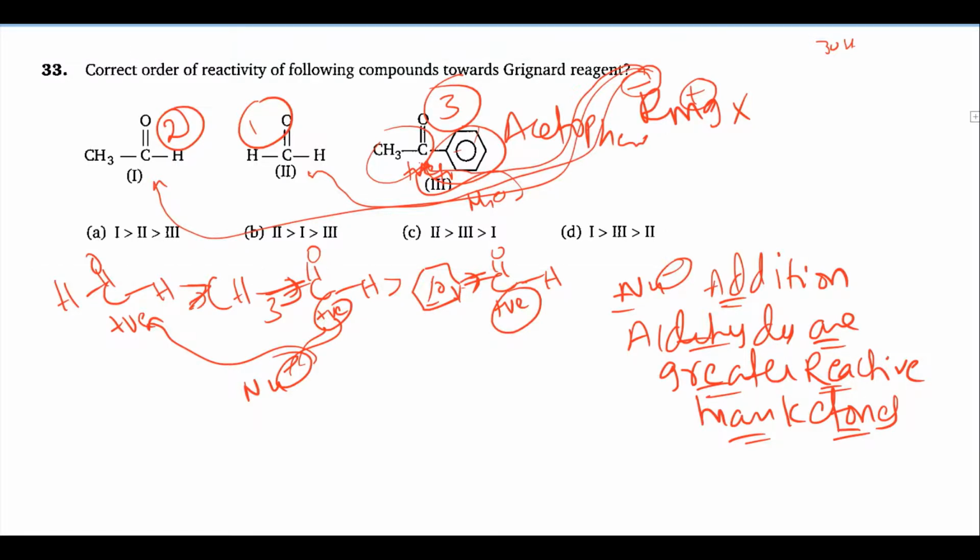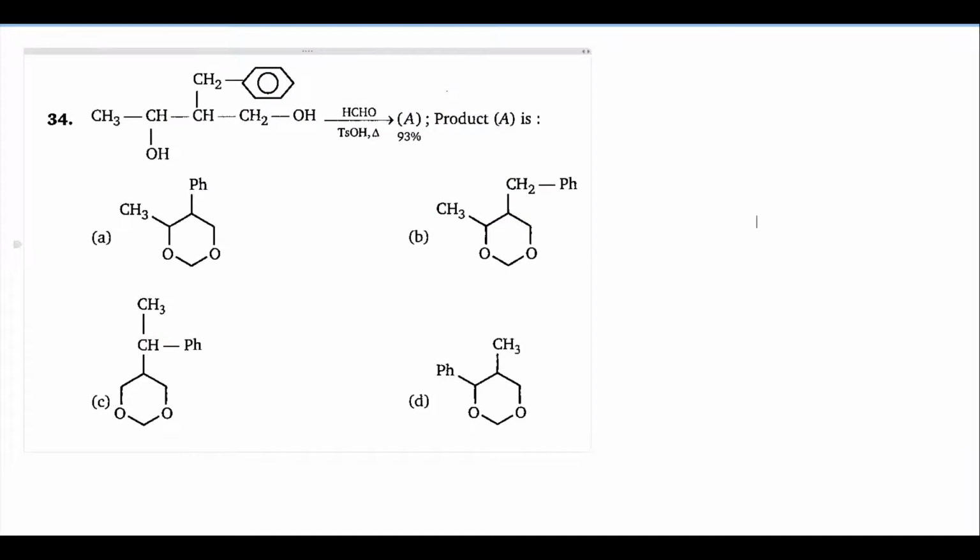So now, question number 34. This is a very simple question. This is also like addition. I will write it like this: formaldehyde and TsOH. TsOH is paratoluene sulfonic acid, with the paratoluene sulfonyl group. Paratoluene sulfonyl means it is like this.